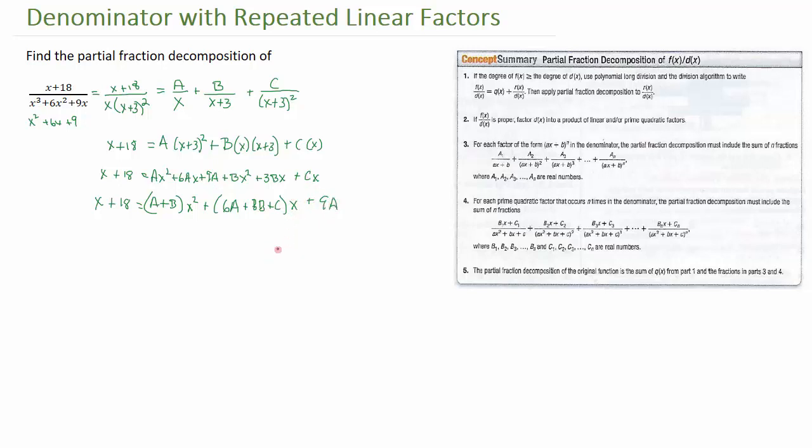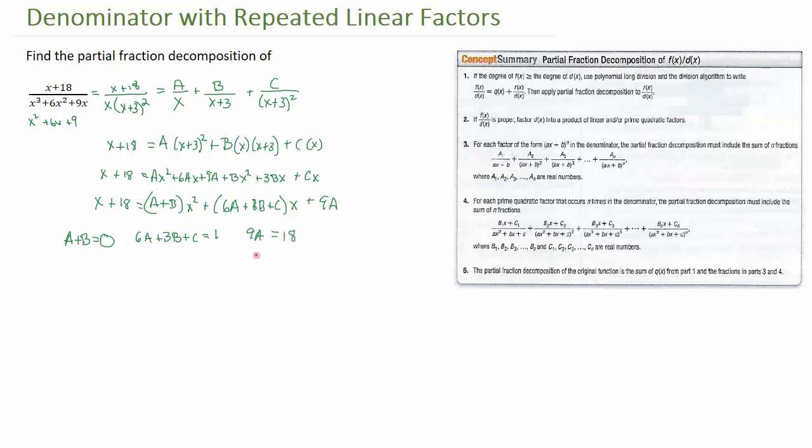So instead of two equations, we're now going to have three. You might say, well, we got an x squared here, but we don't have one here. Which means that since the coefficients have to be equal, A plus B better equal 0. Our linear coefficients now are 6A plus 3B plus C better equal 1. And 9A better equal our constant on this left-hand side, which is 18.